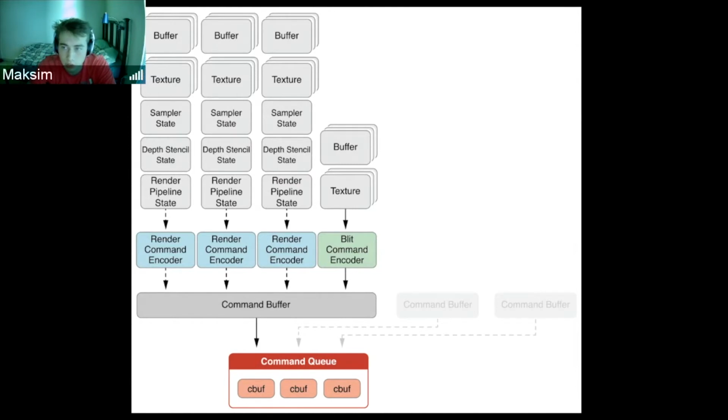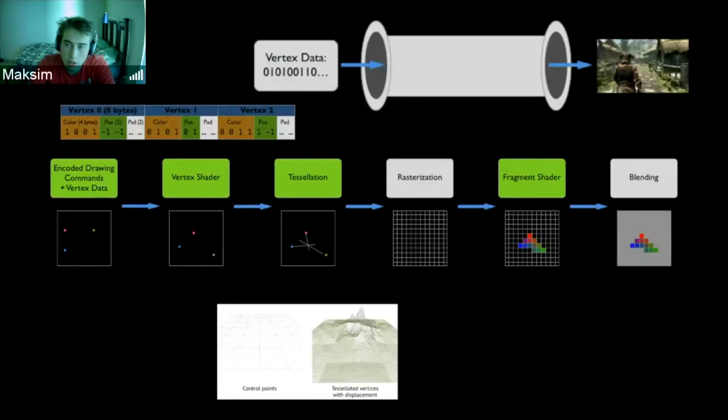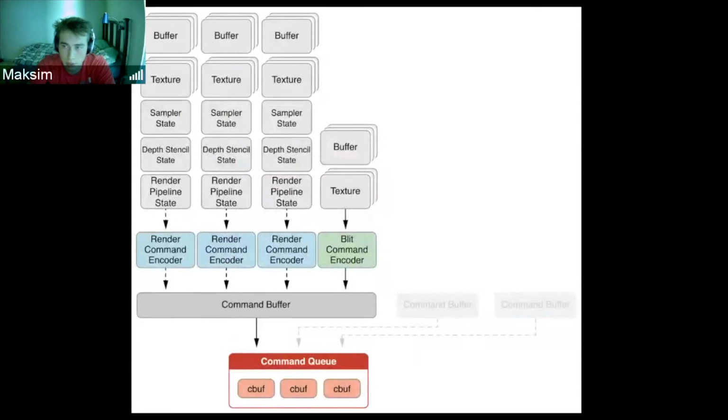The demo that I showed you a few minutes earlier used the compute command encoder. That's because all I wanted to do was to compute stuff. With the render command encoder, you would go through all these stages before the command is marked as executed. What do you want to put in your command buffer?